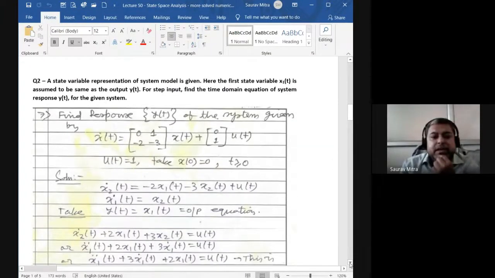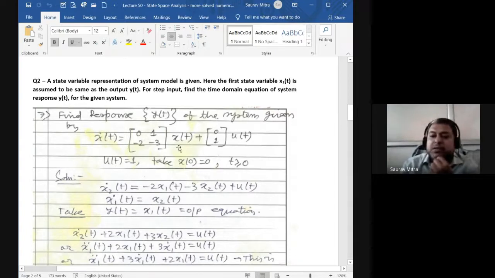Then the next numerical is something we have already done in the third module. So let us see, this is a new type of numerical. A state variable representation of the system model is given here. That means x dot(t) is equal to Ax(t) plus Bu(t). See here, we are not writing it as q dot or q; we are writing x dot and x. So don't think that x is always taken as the input. State variables can also be given as x dot. Here the state variable x1(t) is assumed to be the output.